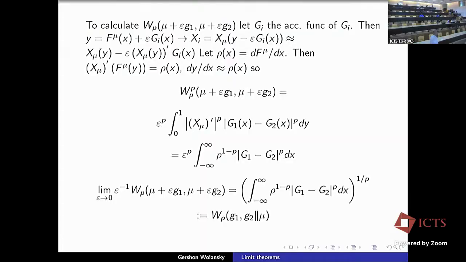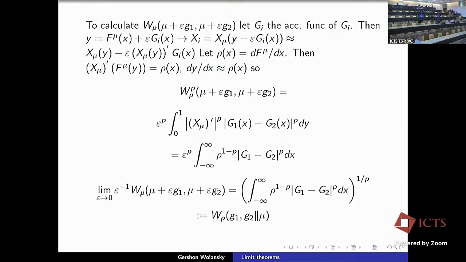So I will review shortly what I finished yesterday. So we considered this expression. We take the Wasserstein distance between two distributions G1, G2 with a small parameter epsilon.